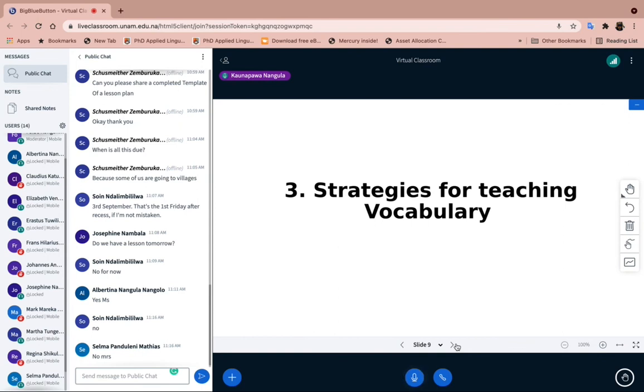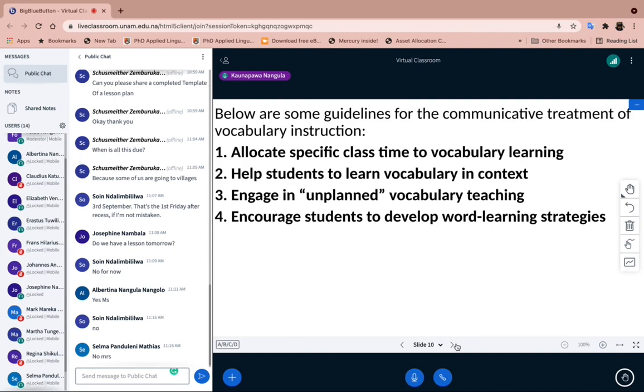Just 4 strategies, and they are not the only strategies. We have a lot of strategies, but we're just going to look at 4 of them. These 4 guidelines are communicative, because even with our syllabus, how we teach should be in a communicative way, all right? And then employing other skills, a number of skills, integrating them when you're teaching vocabulary. So what are these 4 strategies that you can use when you're teaching vocabulary?